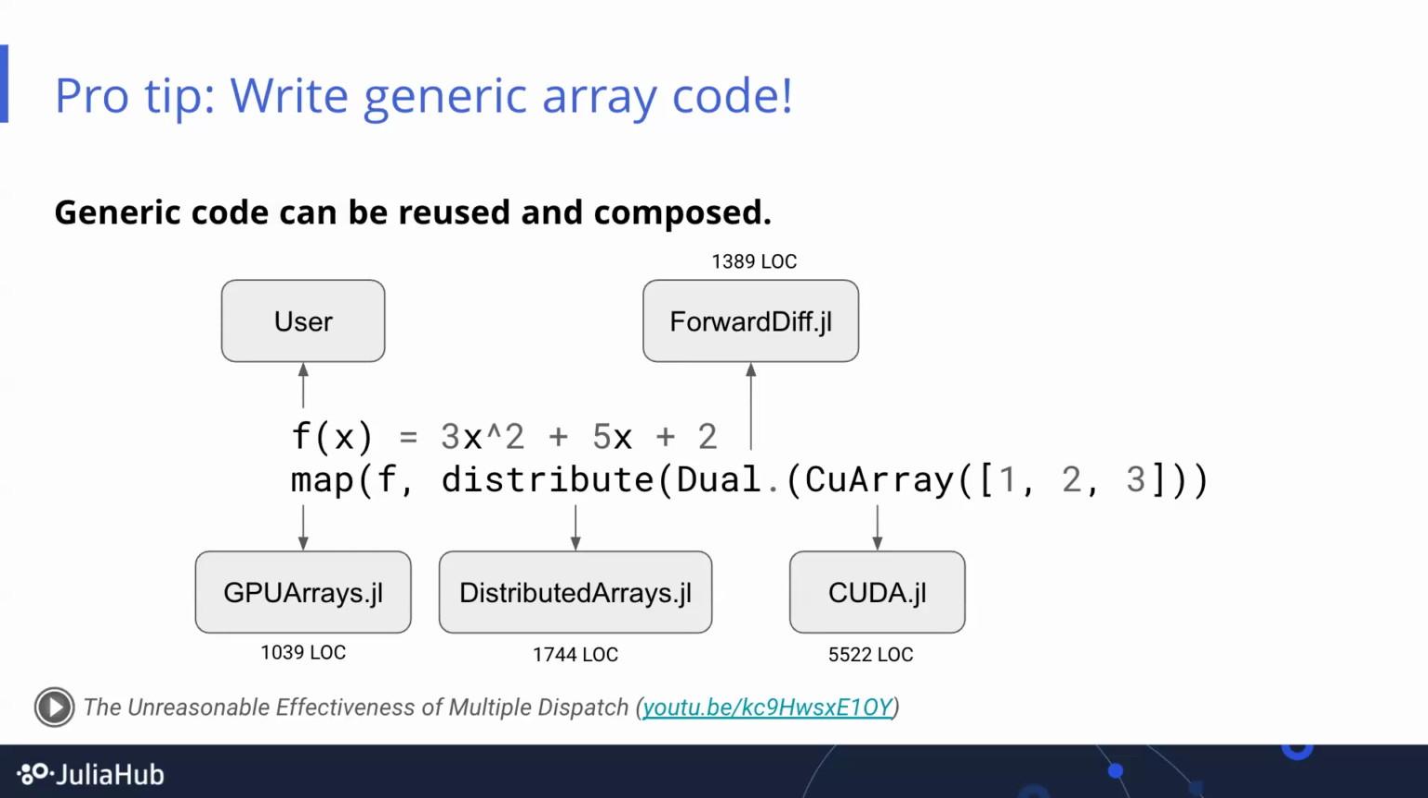For example, here, a user has written some function f. I'm mapping this function f over a distributed version of a GPU array with dual numbers. And this is composing functionality from all of these packages. So this is the user function. The map function is generically implemented in GPUArrays using KernelAbstractions. The distributed array comes from DistributedArrays, dual numbers from ForwardDiff, and the GPU array comes from CUDA.